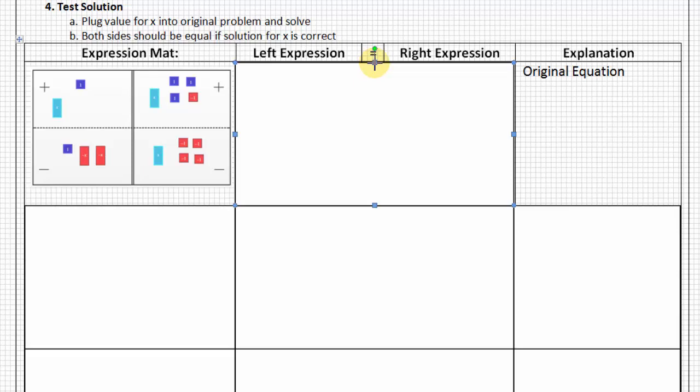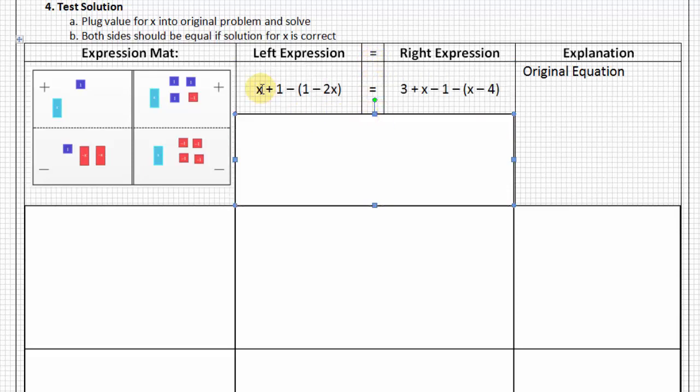So the equation that I would be looking for would look something like this. On the left hand side we have an x plus 1 minus the quantity, so what we have in this lower region, 1 minus 2x. And all of that is going to be equal to what we see on the right hand side, which is 3 plus an x minus 1 minus the quantity, so I'm subtracting what is in this lower region, x minus 4.